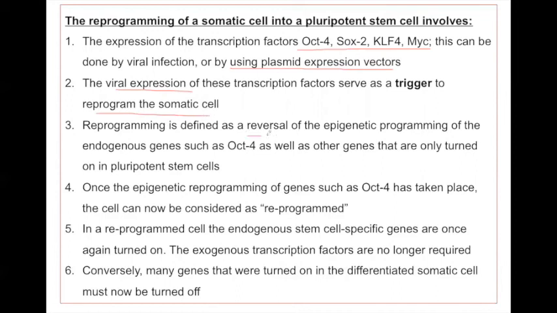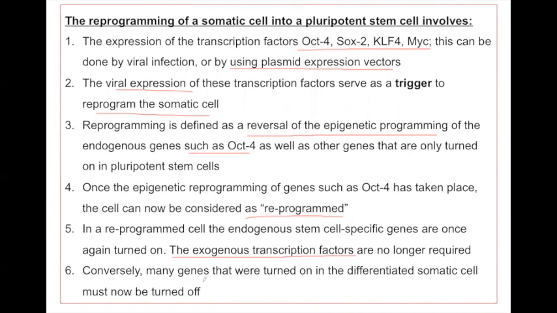Reprogramming is defined as the reversal of epigenetic programming of genes such as OCT4. We're reversing the epigenetic marks. Once that has taken place, the cell is said to be reprogrammed. In other words, it now becomes a pluripotent stem cell once again. Once this has happened, the exogenous transcription factors that we added back to start the process are no longer required.